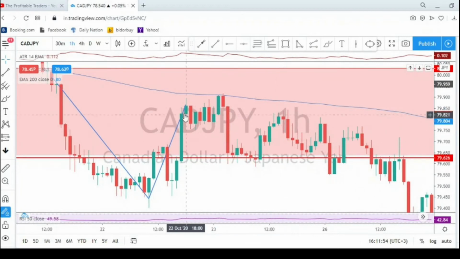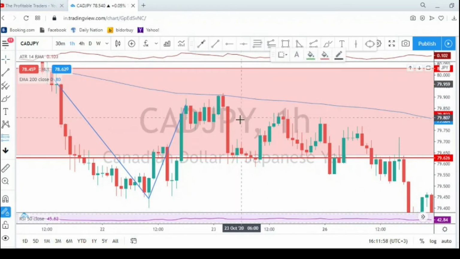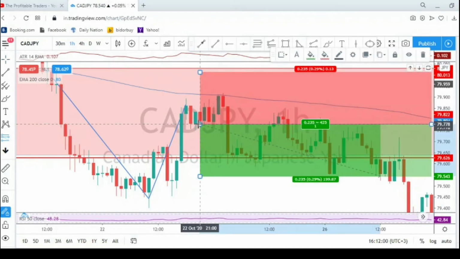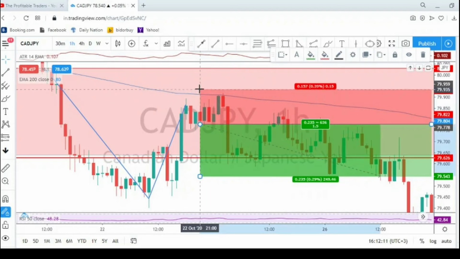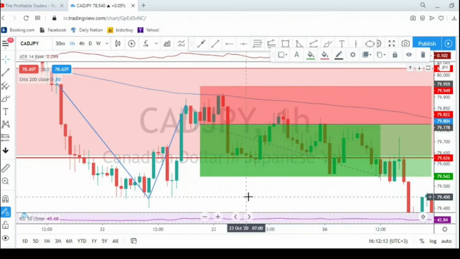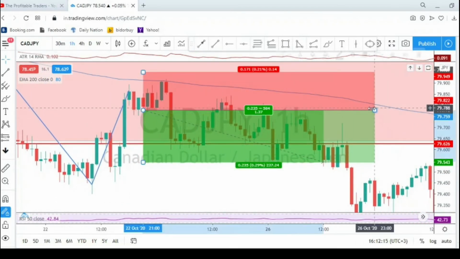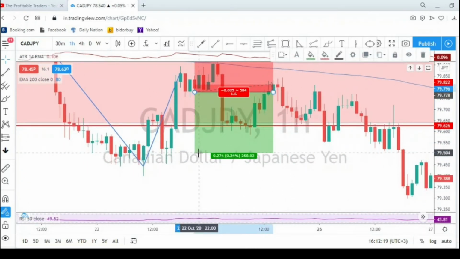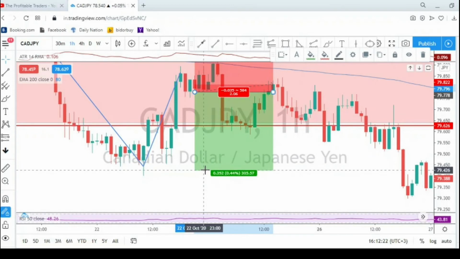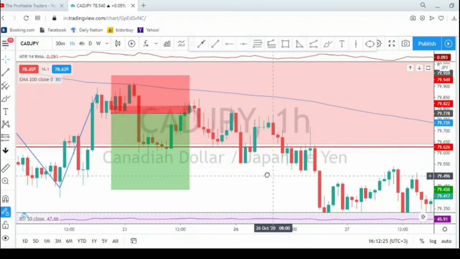As we can see here, the stop loss would have been a few pips above the swing high, and my take profit would have been at a 1 to 2 risk to reward ratio. As you can see, this would have been a win.